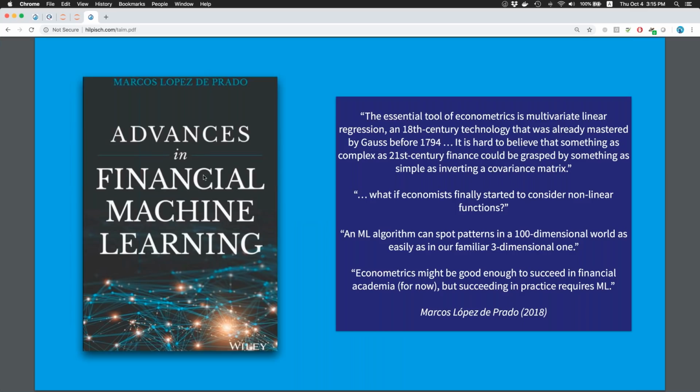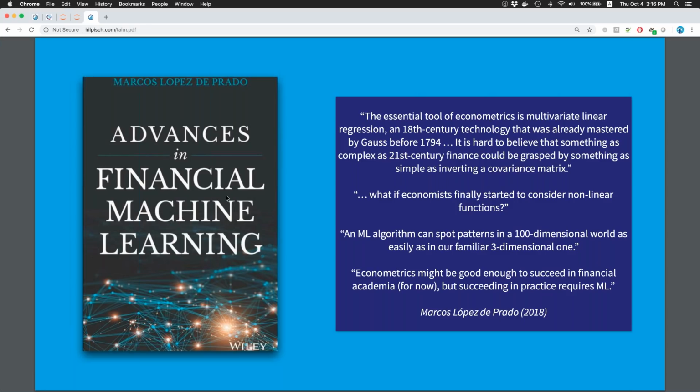And here is one of the recent publications about the topic, called Advances in Financial Machine Learning. One of my favorite quotes is that econometrics might be good enough to succeed in academia for now, but succeeding in practice requires machine learning. So maybe it's a little bit too far-fetched, because all of these techniques have their place, have their applications, but I think we are about to enter a new era. This is what I mean when I talk about AI-first finance, which might not be there yet, but I think this is something that we will see for sure on the horizon.